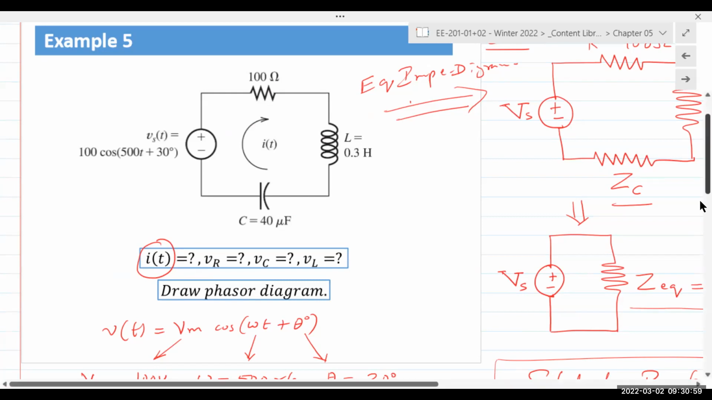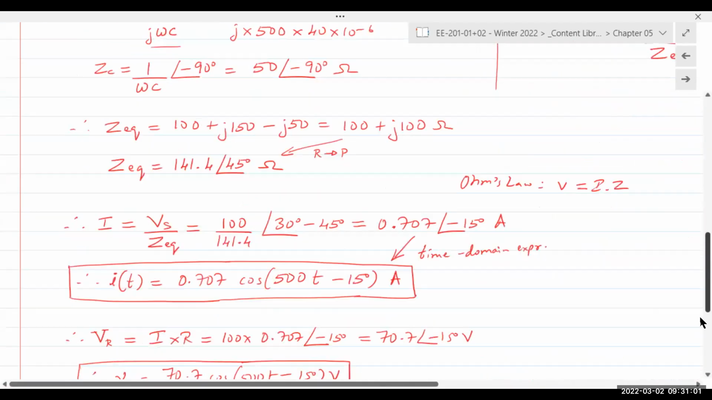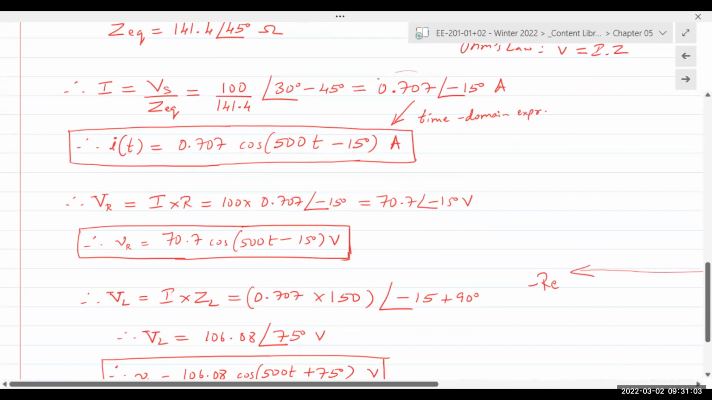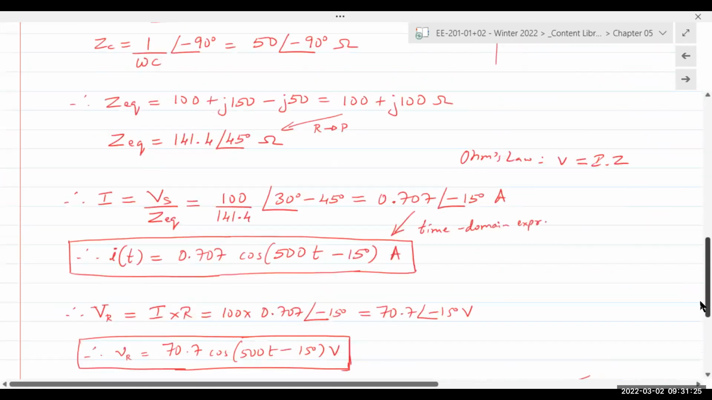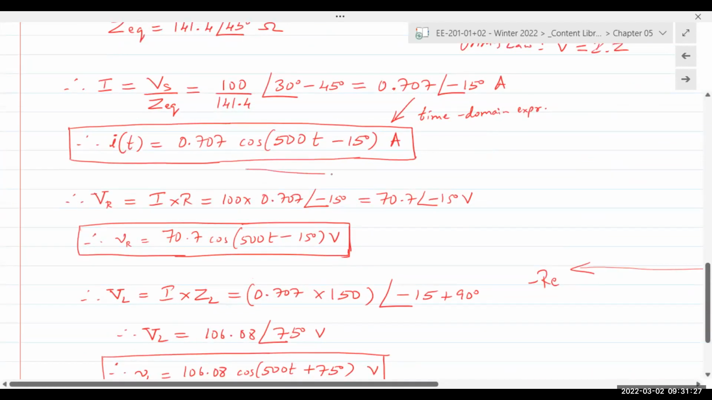So you cannot leave the answer in vector form. 0.707 with a phase angle of -15 can be written as 0.707 cos of omega t. Omega is 500. Remember, that does not change. Omega is 500. It does not change. And so only the magnitude of the current changes, which is 0.707, hence cos of 500t and a phase angle of -15. And overall units, amps.